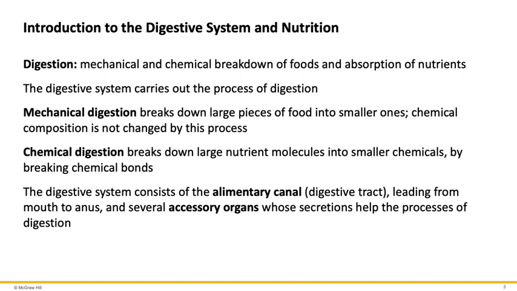The function of the digestive system is to break down foods into smaller particles that can be absorbed through cell membranes in the digestive system. There are two types of digestion: mechanical digestion, such as chewing food, and chemical digestion, which is the breakdown of foods using enzymes.